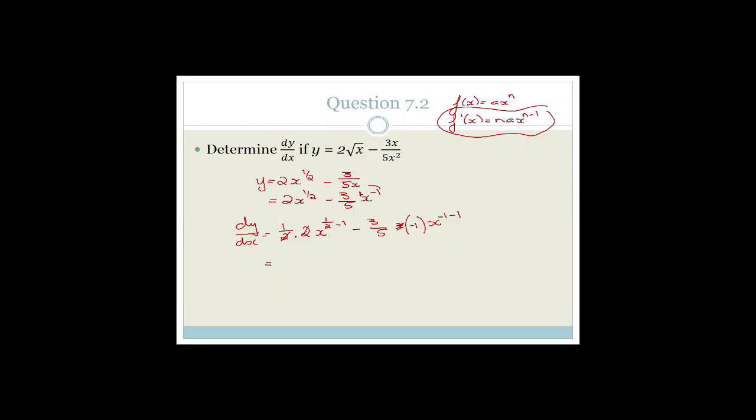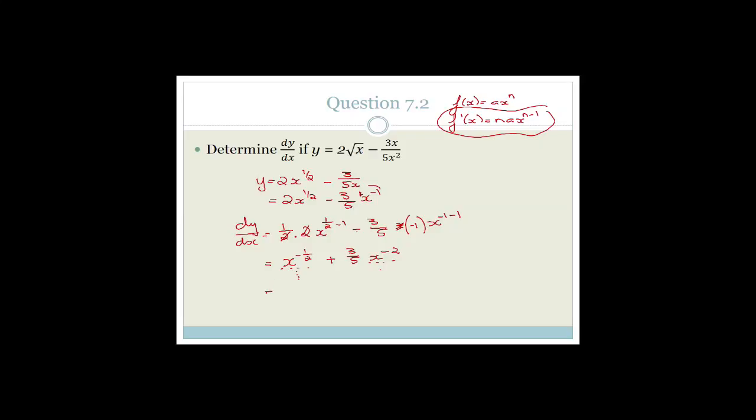So the half cancels with the 2, and then you're left with x to the negative a half, because a half minus 1 is minus a half. A minus times minus is a plus. It becomes plus 3 over 5 x to the minus 2. Now, knowing the question, does it say that you need to leave these in positive values? I would suggest that you do. And in order to do that, we need to fix this by taking these across the divided line, the quotient line. Okay, remember there's an implied quotient line of over 1.